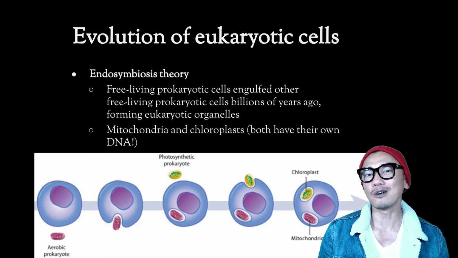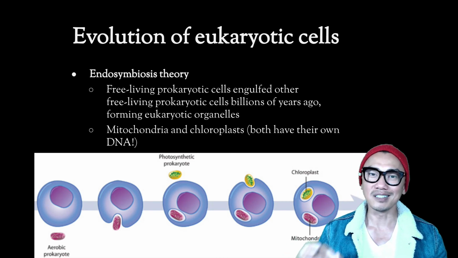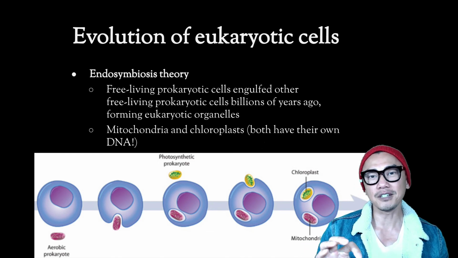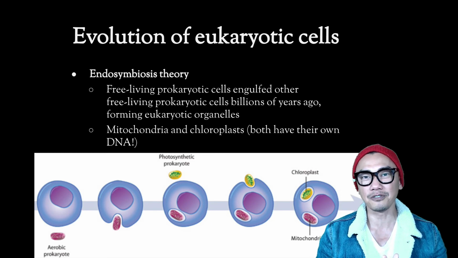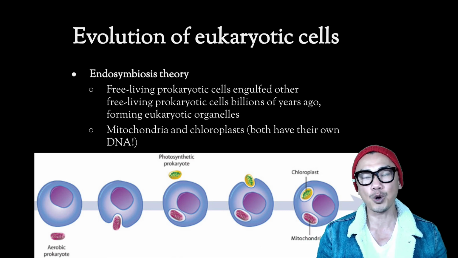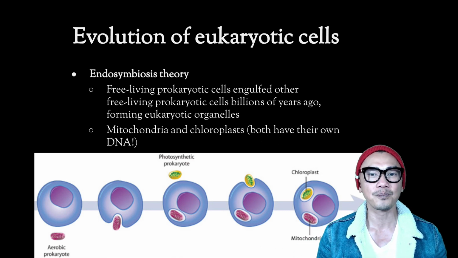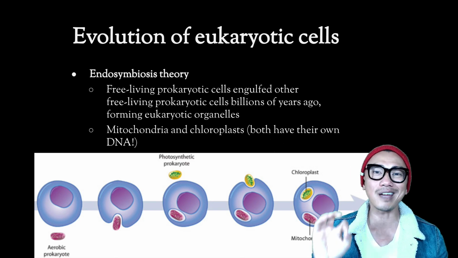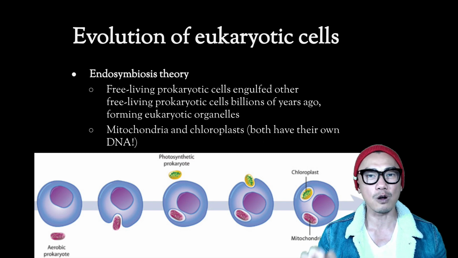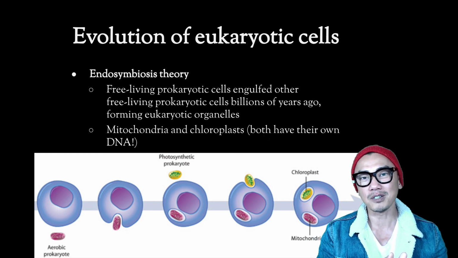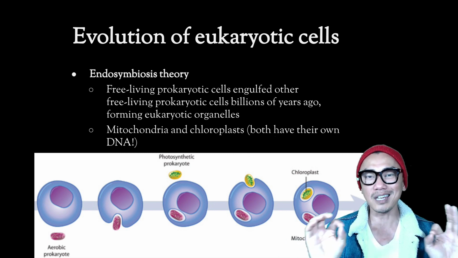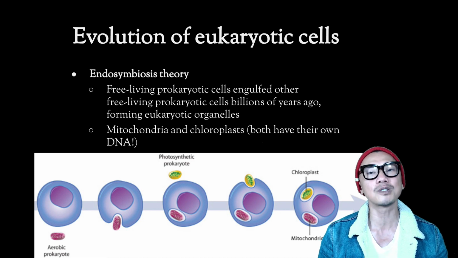Biologists have tried to figure out where organelles came from. The leading idea is called the Endosymbiosis theory and states that free-living prokaryotic cells were engulfed by other free-living prokaryotic cells billions of years ago, forming the first eukaryotic cells. We have evidence for this. If you look at mitochondria and chloroplasts, they both have two membranes and their own DNA. The diagram on the slide shows how mitochondria and chloroplasts might have made their way into a cell according to the endosymbiosis theory.